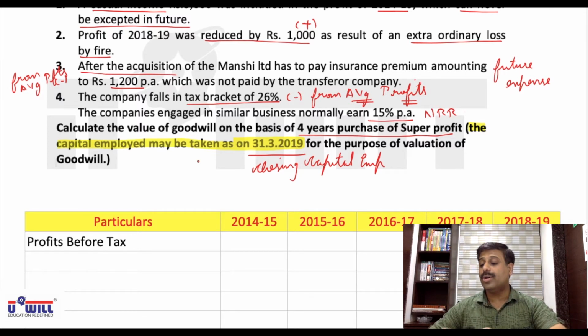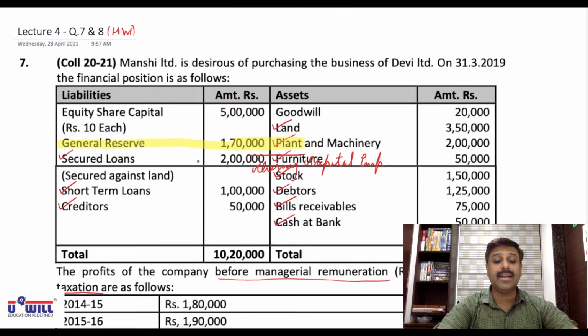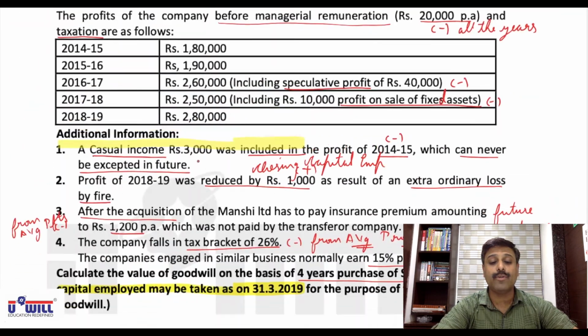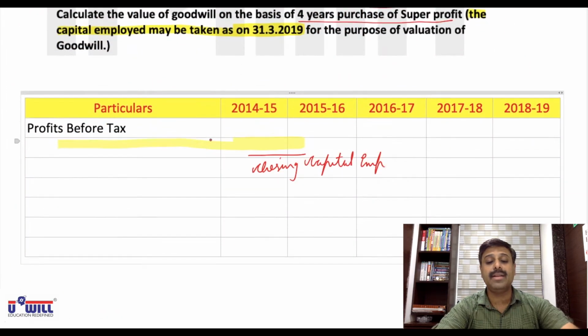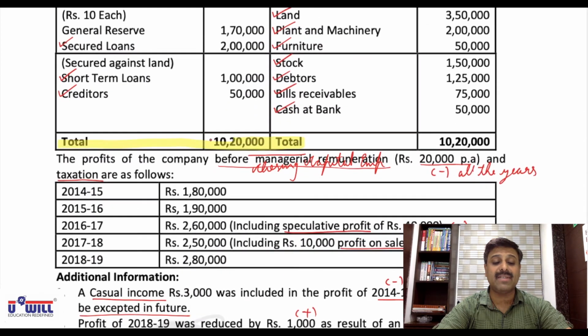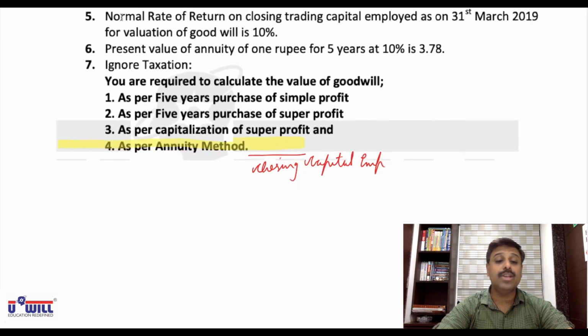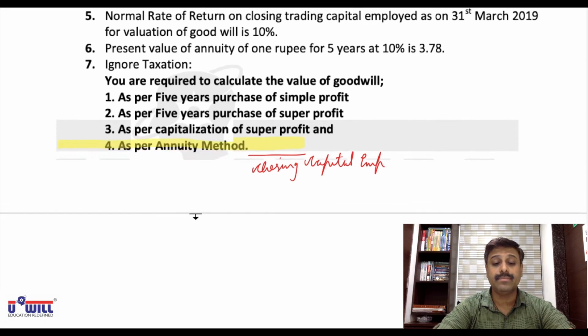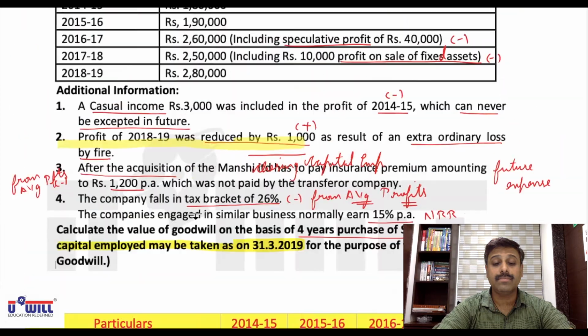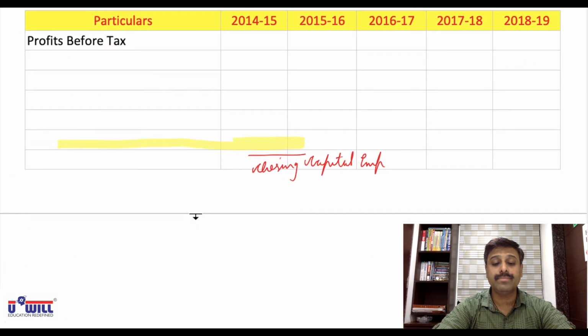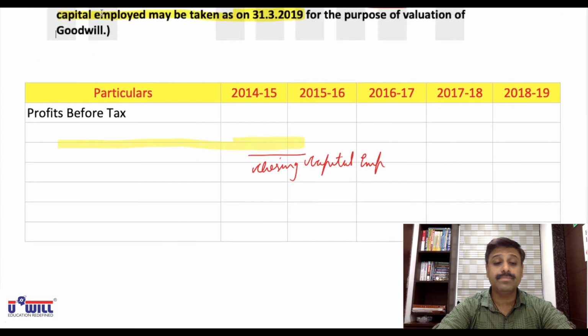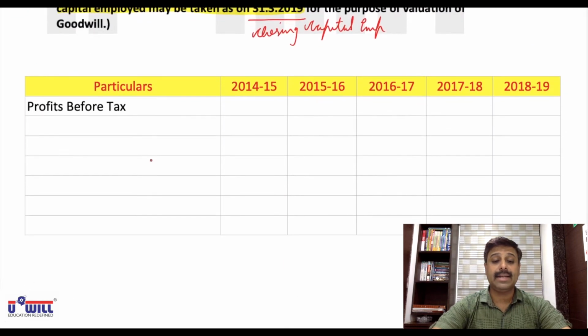All of you take out your notebooks, give the heading question number 7, and make this table. Which table? Particulars, and which are the 4 years given? 14 to 15 till 18 to 19. So all of you make this table, particulars, and then 14 to 15 onwards till 18 to 19. I hope everyone has done it now. Let us start with it.